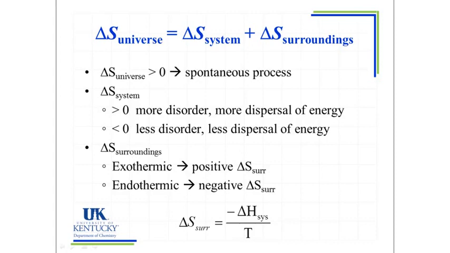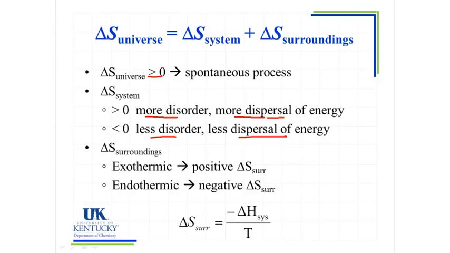Now we've talked about a lot of entropy terms here, and a lot of greater than 0 and less than 0 and what they exactly mean. So we've got a little summary here to go through. Remember that in order for a reaction to be spontaneous, delta S of the universe must be greater than 0. That's the second law of thermodynamics. When I look at delta S of the system, I see that it's greater than 0 when I have more disorder, more dispersal of energy. It's less than 0 when I have less disorder and less dispersal of energy.